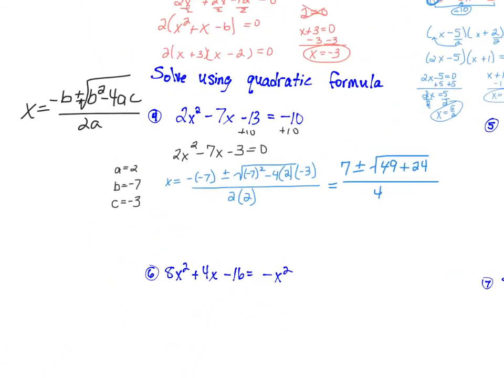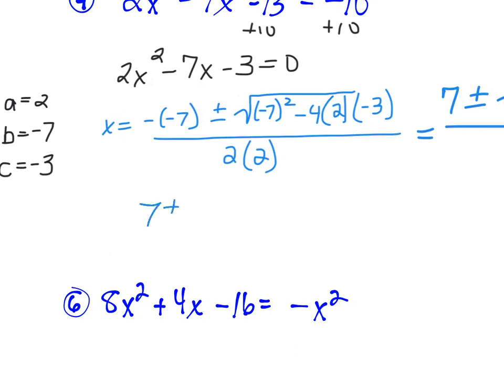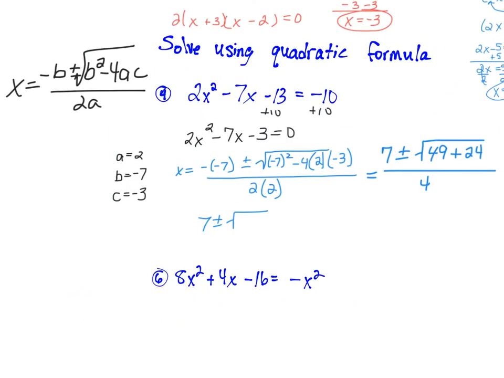So now we can simplify a little bit more. We have 7 plus or minus. Well, what's underneath my radical? What's 49 plus 24? 73? Okay. Over what? 4. Can you guys break down 73? No. Nothing's going to go into 73.